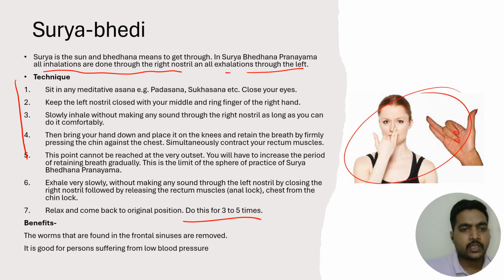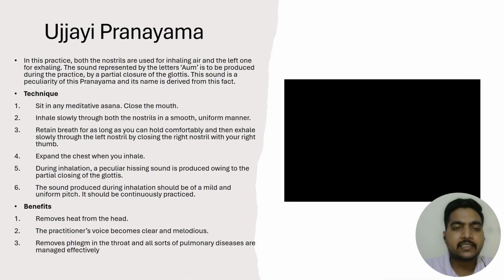As for the benefits, the worms that are found in the frontal sinus are removed. It is good for persons suffering from low blood pressure. So those suffering from hypertension or low blood pressure, it helps them. Next one is Ujjayi Pranayam.